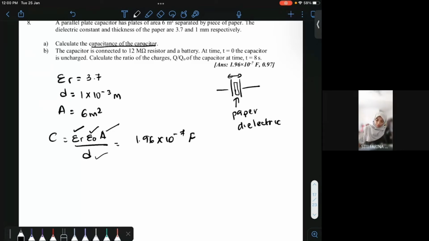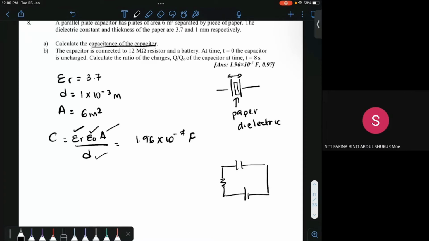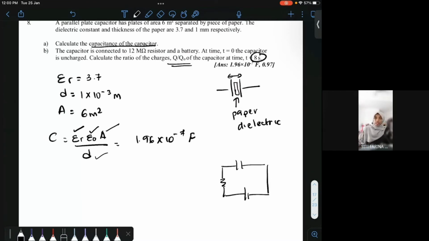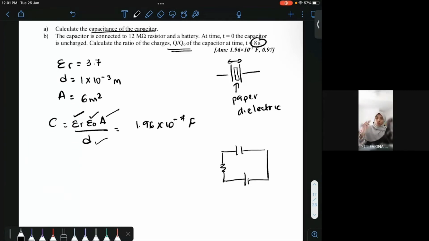Then the capacitor is connected to a 12 mega ohm resistor and a battery. So capacitor kita tadi, you connect it to a resistor and a battery, charge lagi. Calculate the ratio of the charges Q to Q naught of the capacitor at 8 seconds. Right? So kita nak cari ratio Q to Q naught after 8 seconds the process of charging berlaku.